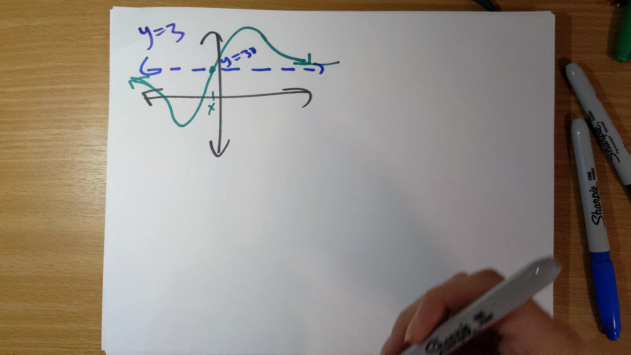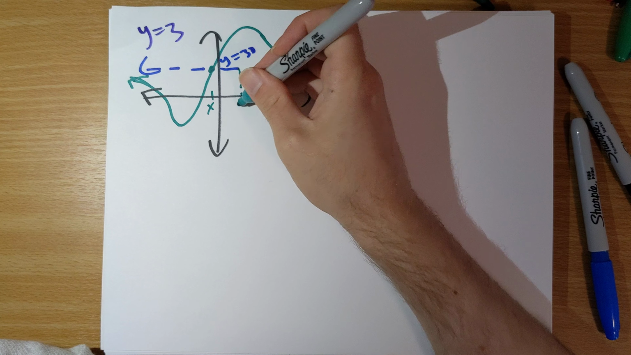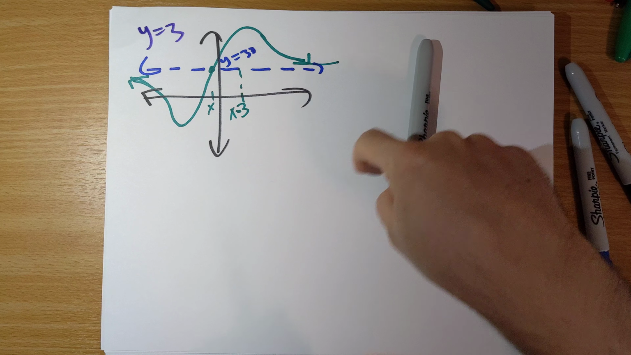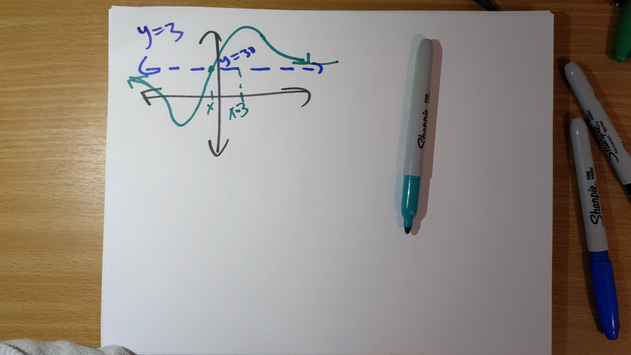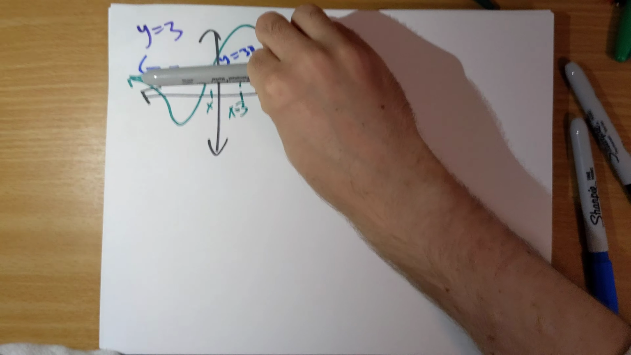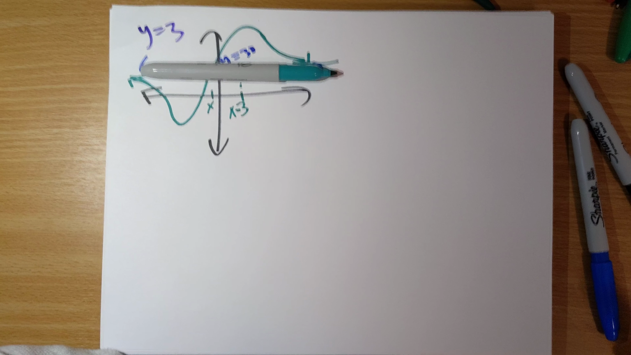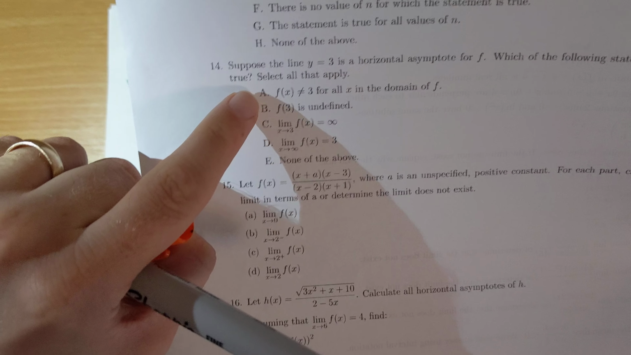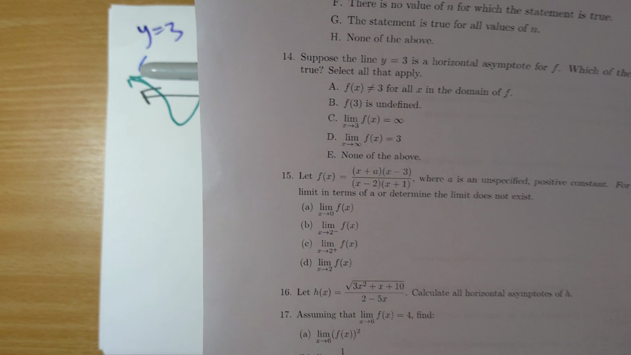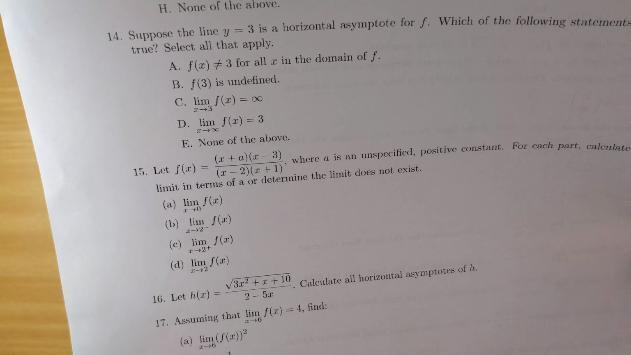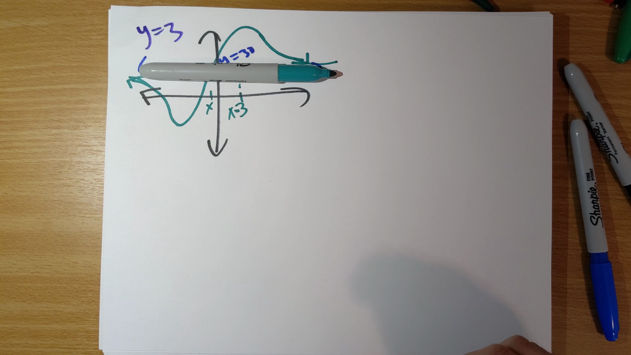Well, this is actually kind of barking up the wrong tree here. You might think if it was a horizontal asymptote, there would be a problem with f of 3 being defined. Maybe f of 3 should be undefined. But when we're dealing with horizontal asymptotes, there's nothing at all here about f of 3 being undefined. So we can cancel out A, cancel out B. Those can't be right. The third one, the limit as x goes to 3 of f of x equals infinity.